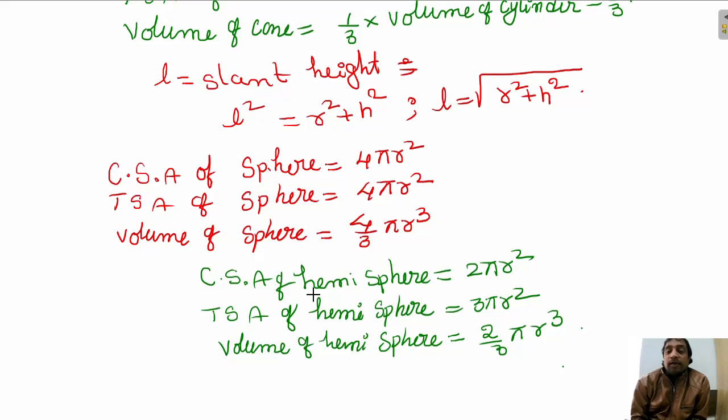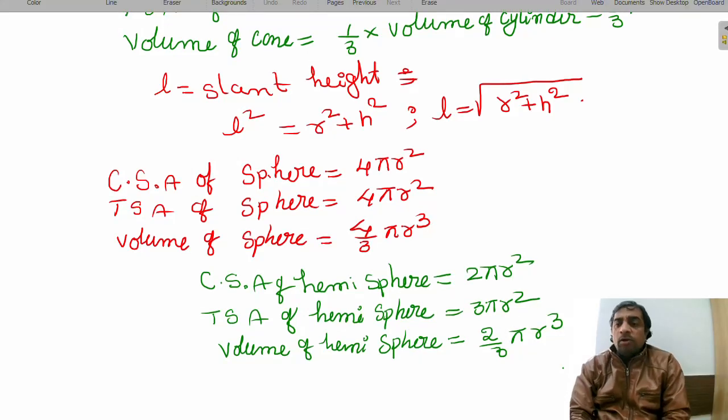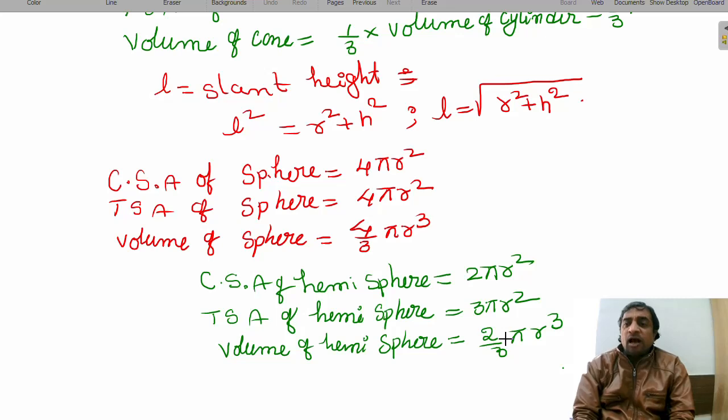CSA of hemisphere is half of CSA of sphere, that is 2 pi r square. TSA of hemisphere is 2 pi r square plus one more face, that is the circle shape, pi r square. So 2 pi r square plus pi r square is 3 pi r square. So CSA of hemisphere is 2 pi r square, TSA of hemisphere is 3 pi r square. Volume of hemisphere is half of the volume of sphere, so that is 2 by 3 pi r cube.